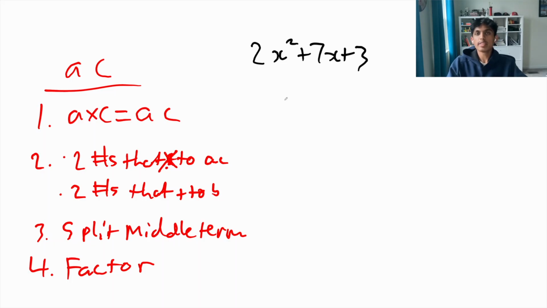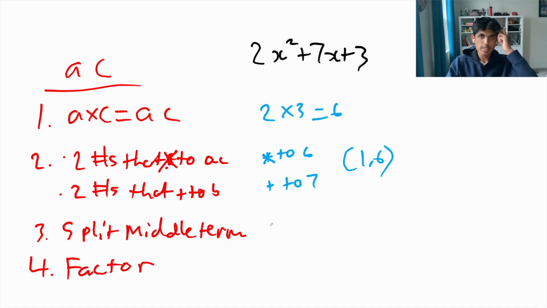So first we're going to do A times C, and this is going to be 2 times 3 equals 6. And now we have to find two numbers that multiply to 6 and two numbers that add to 7. And this is just going to be 1 and 6. And now we're going to split the middle term. So what that means is, watch very closely what I do. We do 2x squared plus x plus 6x plus 3.